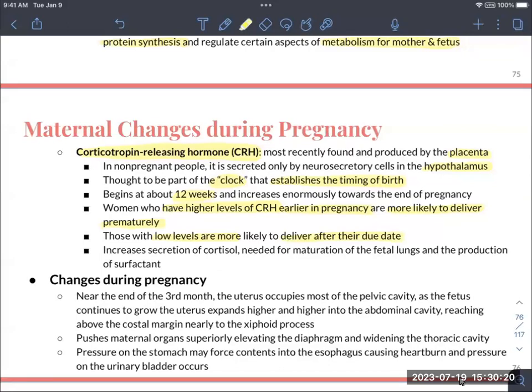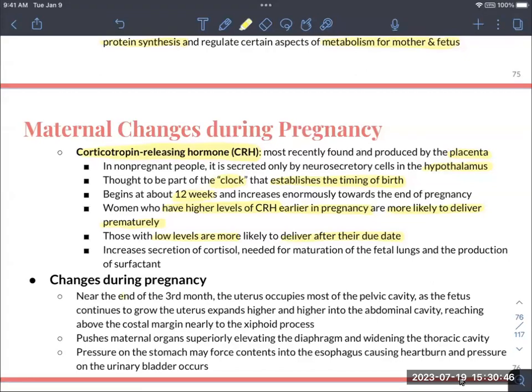So these increases in these secretions of cortisol are actually needed for those fetal lungs to mature and that surfactant to start to get produced for that baby to be able to inflate and keep their lungs inflated. So there's different changes that are happening to the mother during this pregnancy.